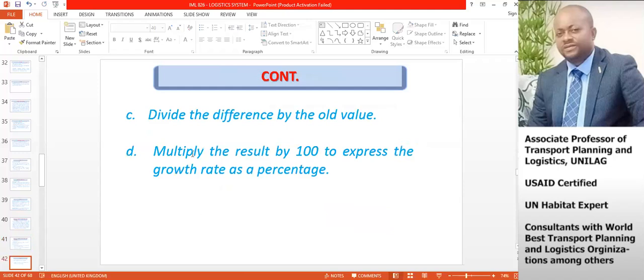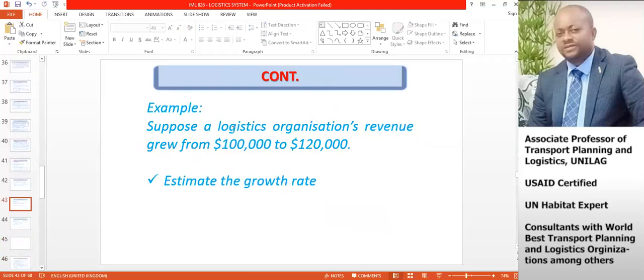So now look at this. Look at the example. Suppose a logistics organization's revenue grew from $100,000 to $120,000. Estimate the growth rates. Could you quickly do this as a classwork? Now, I believe you have solved it. Am I correct? Yes, it's 20%.